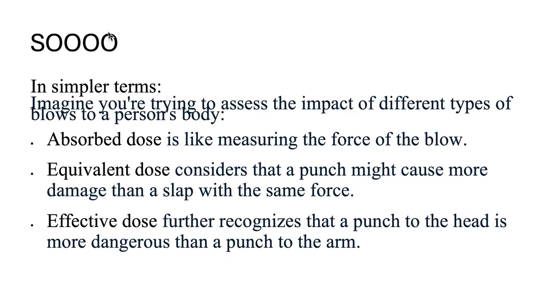So we know that if I can hit that thing and it goes all the way up to the top and rings the bell, that is more force and more damage than if I can only get it to go up halfway. And then effective dose further recognizes that a punch to the head is more dangerous than a punch to the arm. And that would be regardless of whether I can get it up halfway or all the way, right?